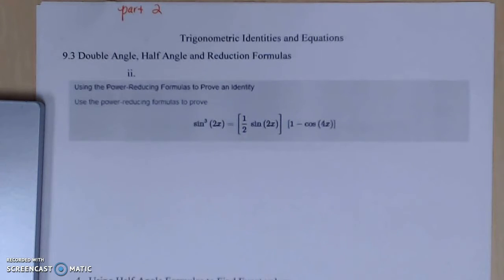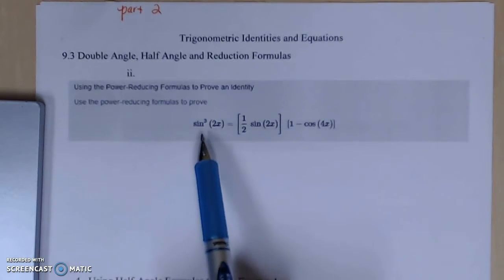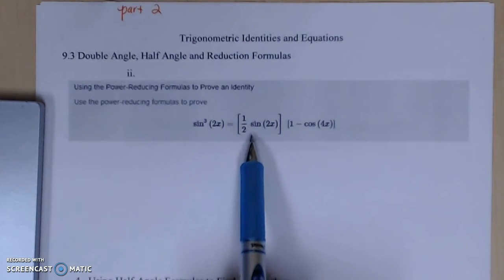So let's continue our conversation with working with some of these. And so you can see this next example here, we're going to be using the power reducing formulas to prove an identity. So you want to use the power reducing formulas to prove that sine cubed of 2x is equal to 1/2 sine 2x, 1 minus cosine 4x.